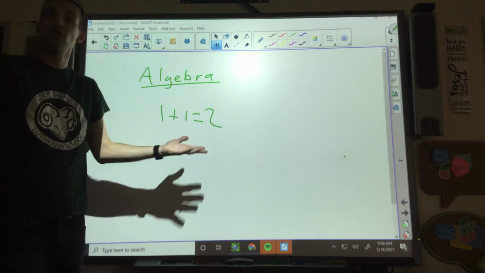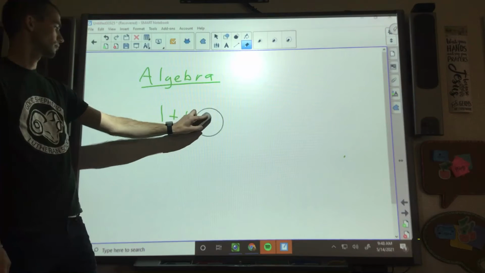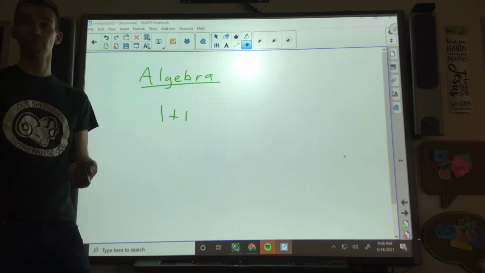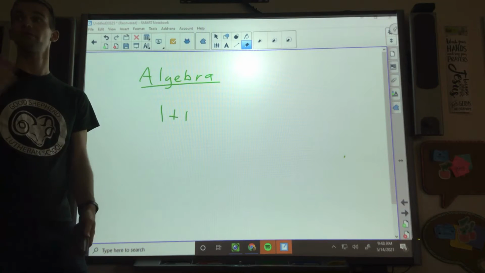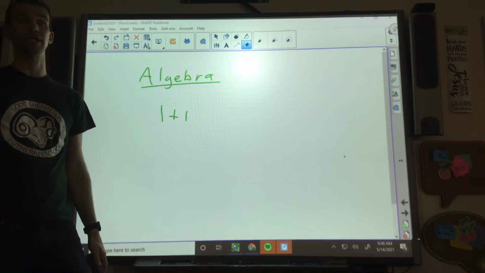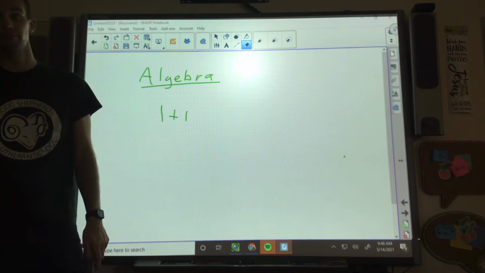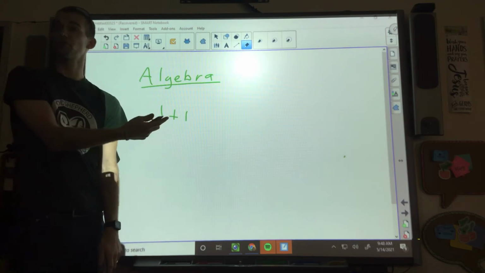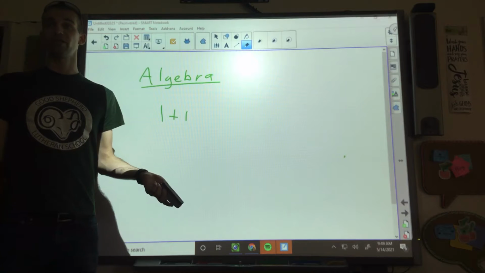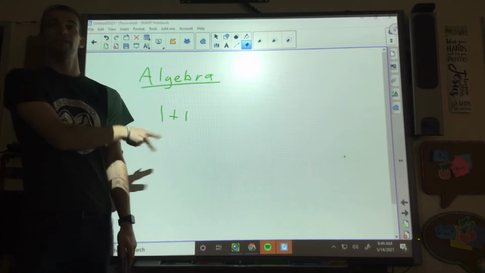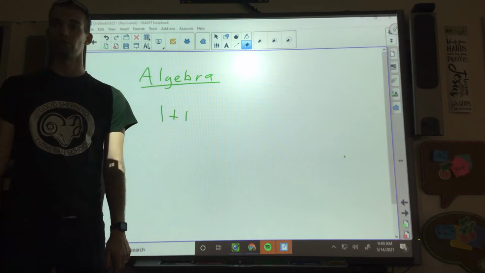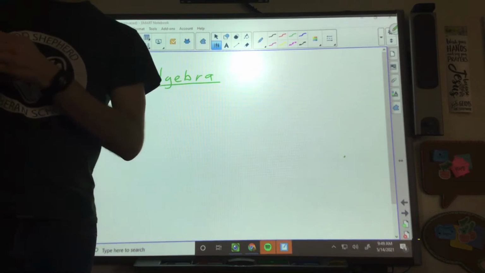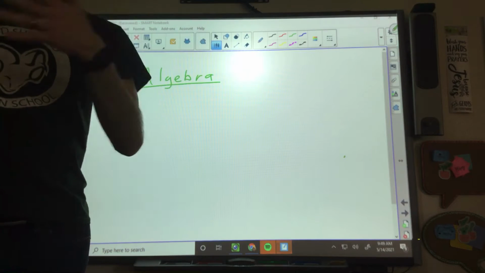Oftentimes it will have equations, sometimes it won't. If it has an equal sign, it is an equation. If it is just 1 plus 1 and it doesn't have anything else with it, then it is an expression. It expresses something, but we're not seeing what it equals. So all it is is manipulation of numbers: adding, subtracting, multiplying, dividing, all that other stuff.